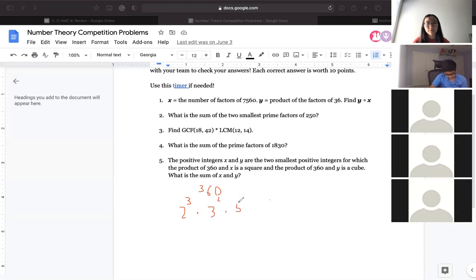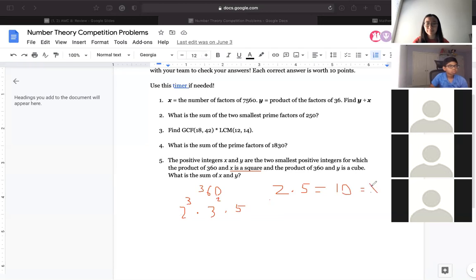To make that into a perfect square, 3 is already fine because it already has an even exponent. And then for 2, we need to multiply by another 2 to get 2 to the 4th, which is an even exponent. And then same for 5, we need to multiply by a 5. So basically x equals 10. We found x.